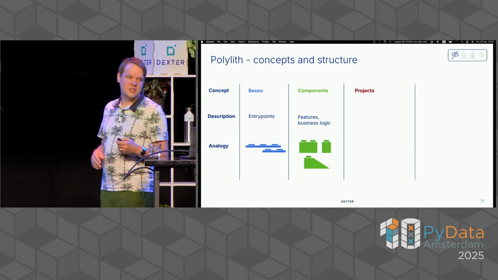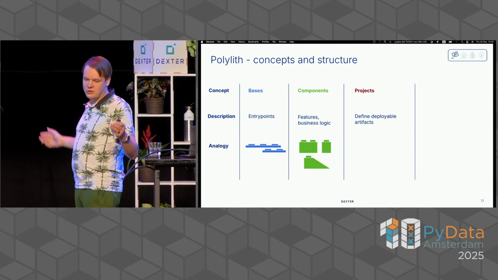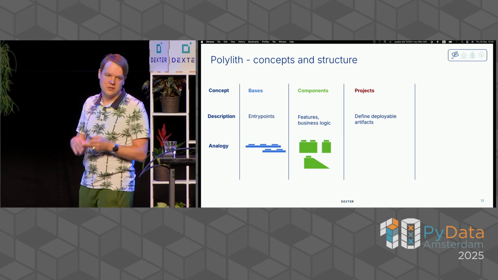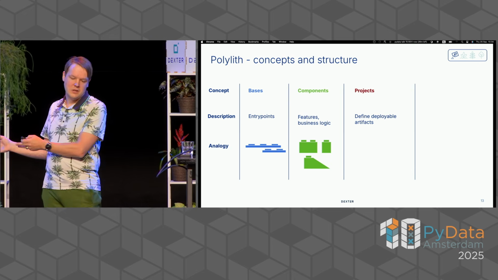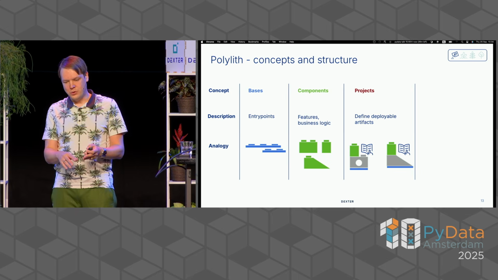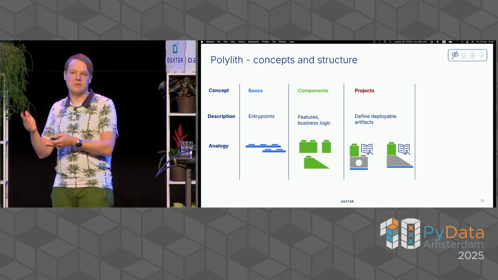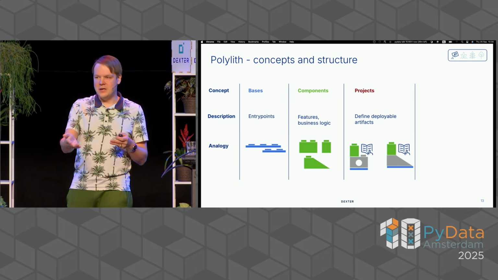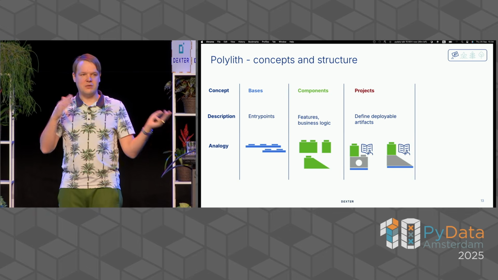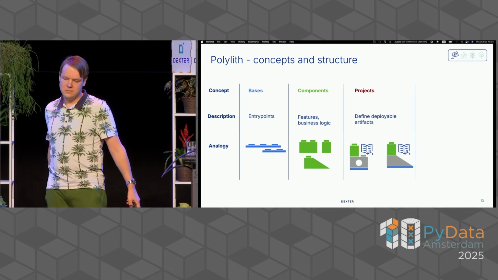Third concept, projects. Projects are basically where you tie everything together. So a project is your definition of the deployable artifact, the thing that you actually put into production. That's a combination of your bases and your components. The gray blocks are external libraries, like pandas, requests, or whatever. And then the manual part, like the Dockerfile or the DAG definition or whatever you have in place to make this into a thing that actually runs, right?